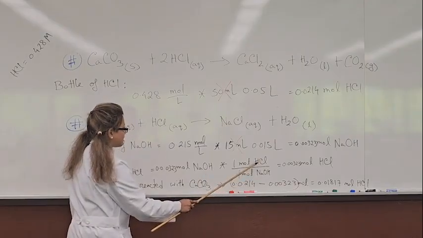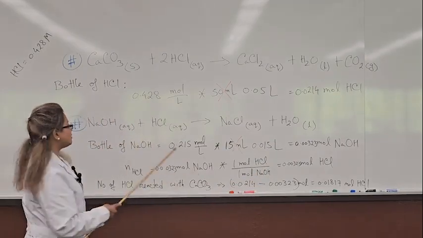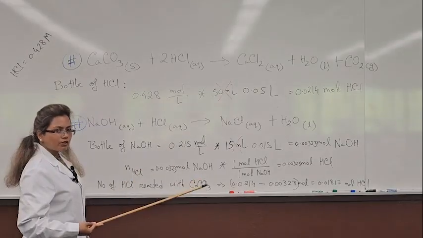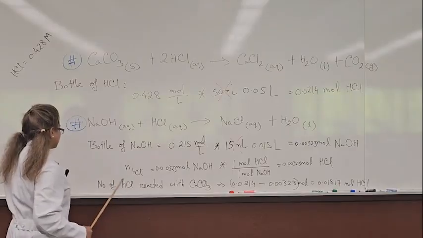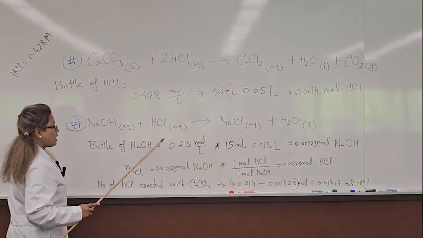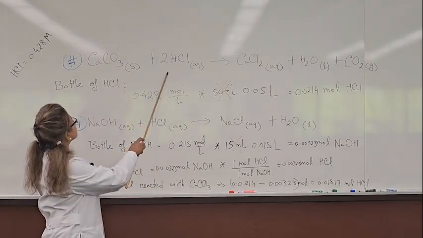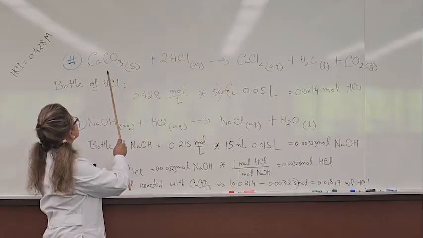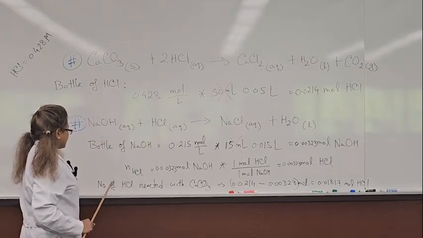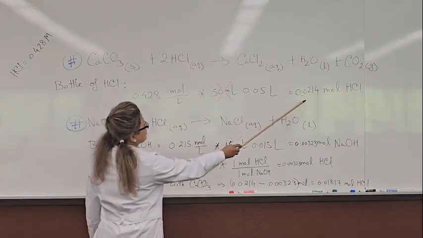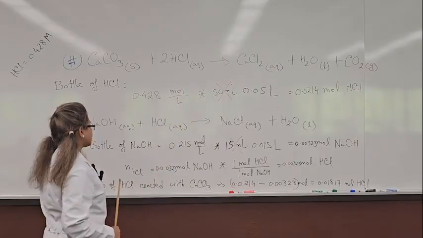You will get how many moles of hydrochloric acid you have used. As it is a 1-to-1 ratio, the same moles of sodium hydroxide and the same moles of hydrochloric acid were used in this reaction. Now, I'm trying to find how many moles of hydrochloric acid I used when I used my antacid. So this was my total moles of hydrochloric acid used in my total experiment.